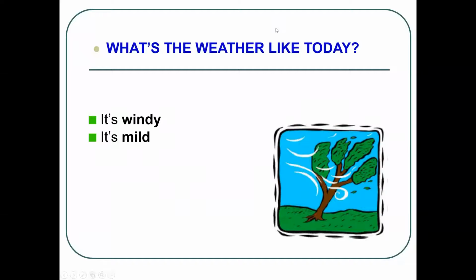Repeat, what's the weather like today? Repeat, it's windy. Repeat, it's mild. So it's windy is, remember, whoosh, it's the air going very quickly. So we can say it's windy outside, like this tree over here is being pushed over by the wind. It's mild usually means good weather. It usually means there's not rain, not too hot, not too cold. It's just nice.